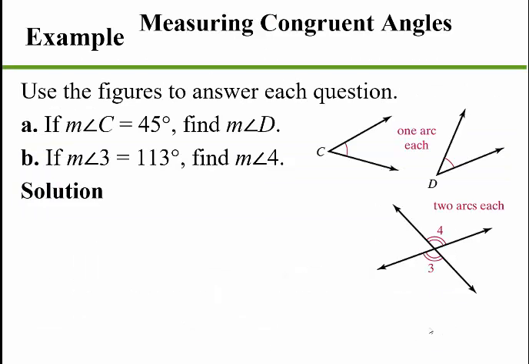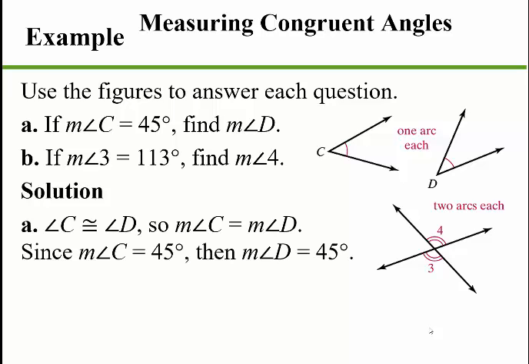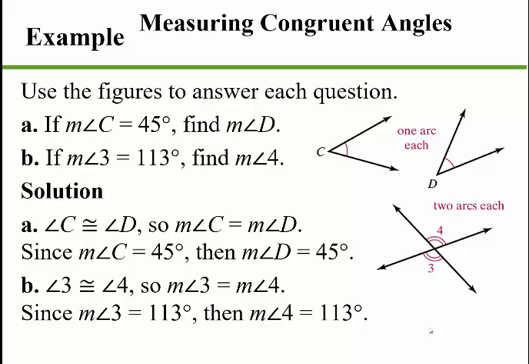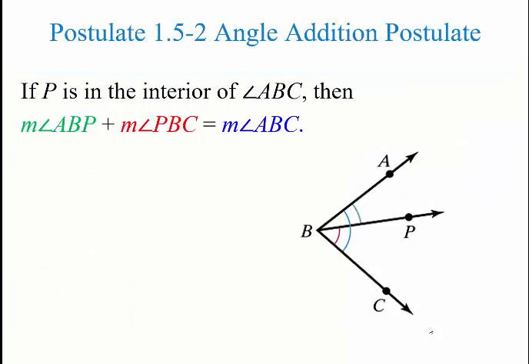All right, use the figures to answer each question. First, if the measure of angle C is 45 degrees, what's the measure of angle D? And then finally, if the measure of angle 3 in the second figure is 113 degrees, find the measure of angle 4. Well, since they have the same marks, if angle C is 45 degrees, then angle D must also be 45 degrees. And it's the same thing with the other one. If angle 3 is equal to 113 degrees, then angle 4 must be 113 degrees.